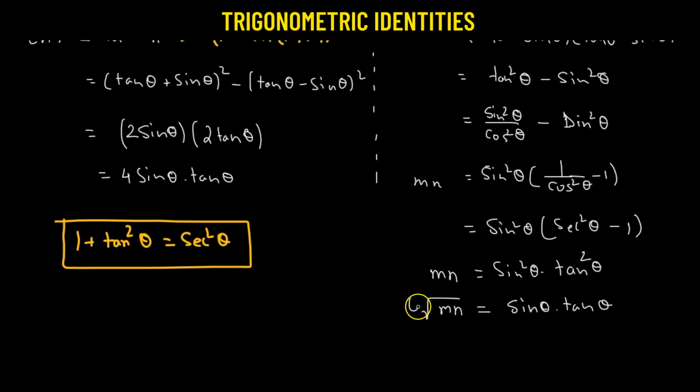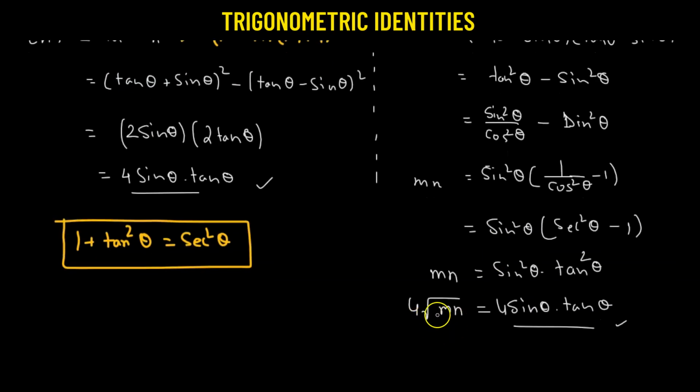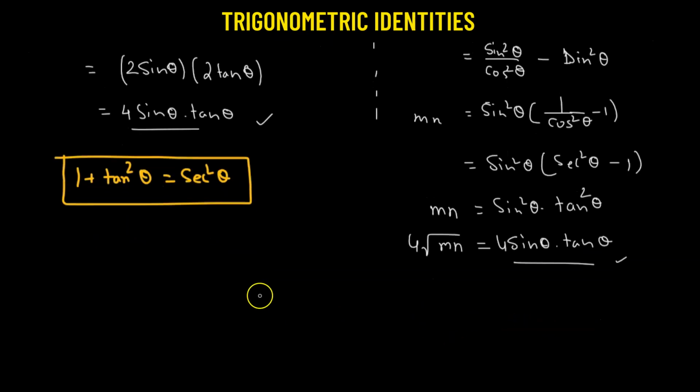And we are going to multiply both sides with 4. So we have 4 times the square root of mn equals 4 times sine theta times tangent theta. So now we see that m squared minus n squared has a value of 4 times sine theta times tangent theta, and 4 times the square root of mn also has the same value. Hence we can say that m squared minus n squared equals 4 times the square root of m times n, hence proved.